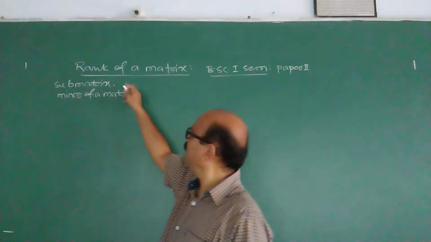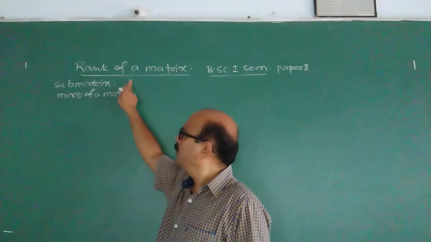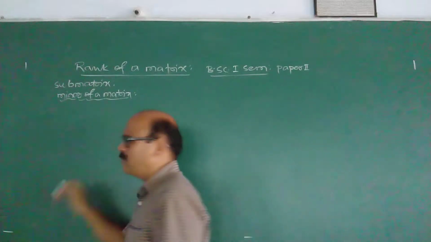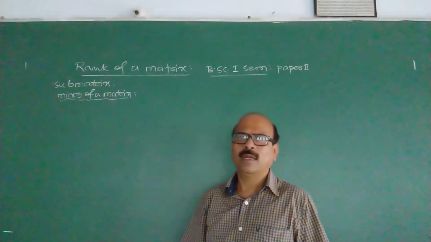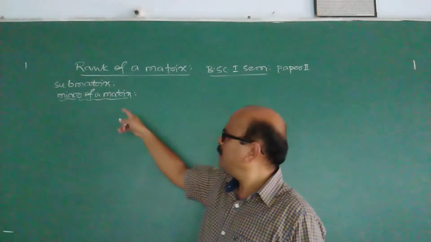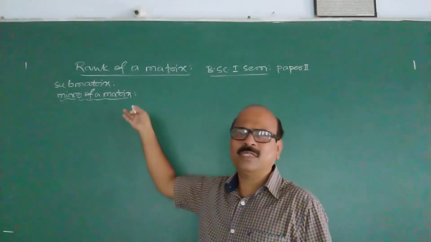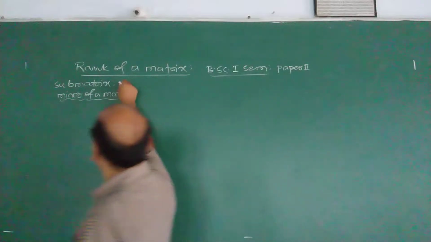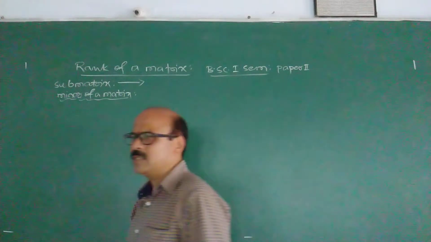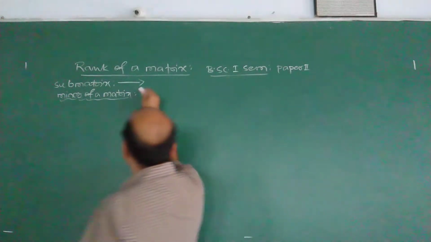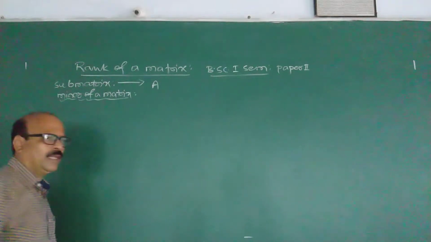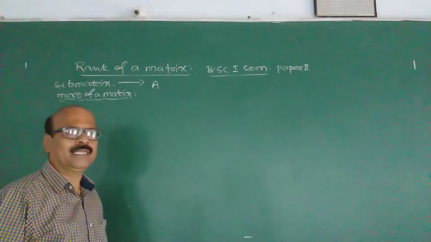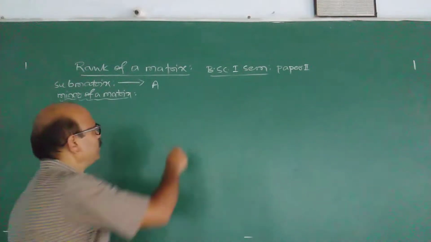Before going to define rank of a matrix, you have to study what is minor of a matrix. I consider the definition of minor of a matrix and also explain by taking examples. Submatrix I have already defined. What is submatrix? Submatrix means from a given matrix A, if you leave certain rows and columns, then the matrix obtained is called submatrix of A.